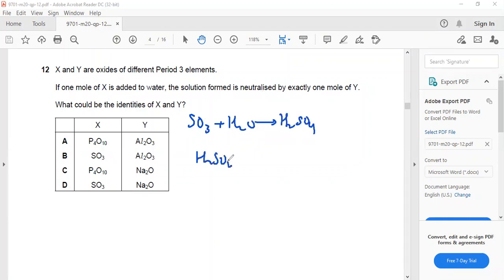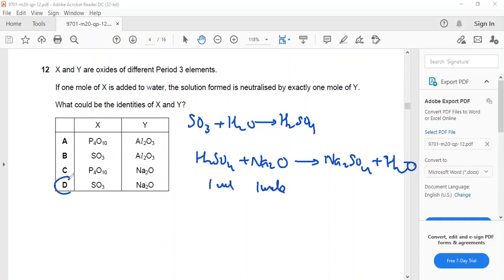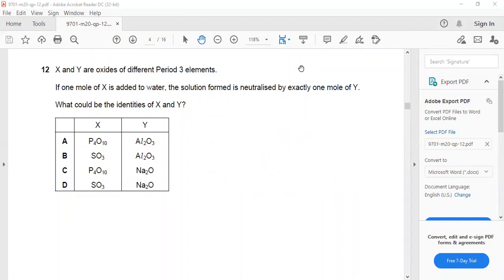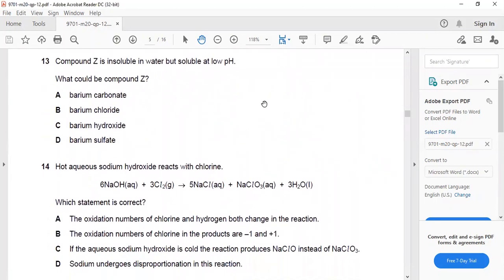1 mole of sulfuric acid reacts with 1 mole of sodium oxide to form 1 mole of sodium sulfate, plus H2O. So this is true. D is the answer. Question 13.